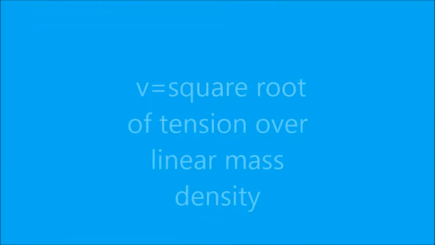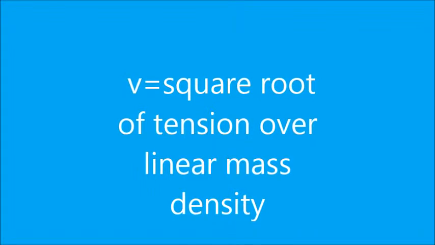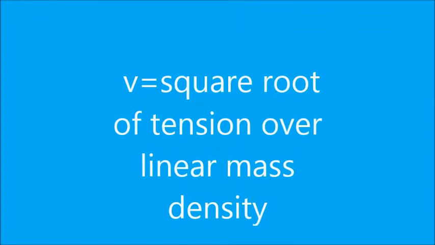Waves travel faster on tighter strings, making the frequency of the given wavelength higher, and waves travel slower on larger strings, making their frequency much lower. The relationship between speed, tension, and mass density can be shown through the equation velocity equals the square root of tension over the linear mass density.